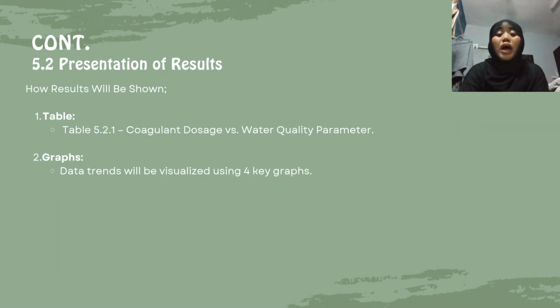Now, let us talk about how we plan to present the results from our coagulation and flocculation experiment. To make the data clear and easy to analyze, we'll be using both a table and a set of graphs. First, we will have a summary table labeled 5.2.1, which will show how different coagulant dosages affect key water quality parameters such as turbidity and pH.